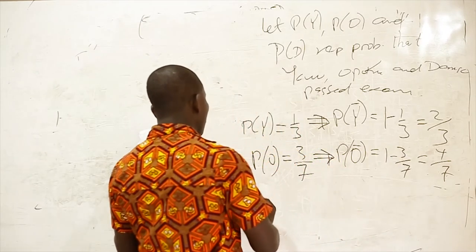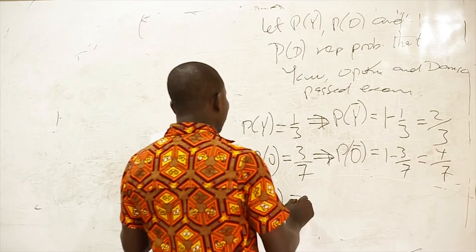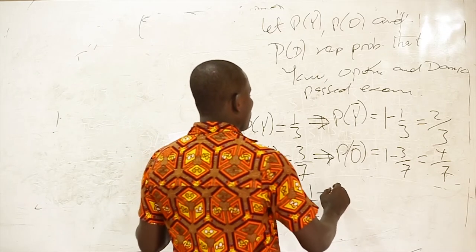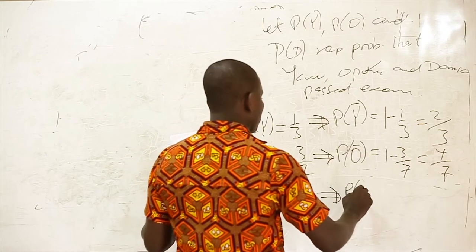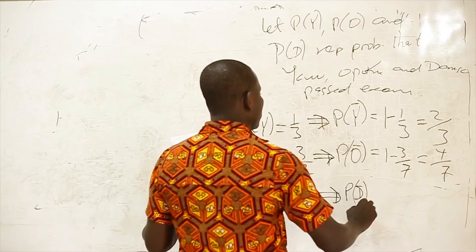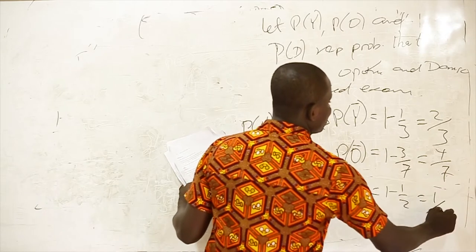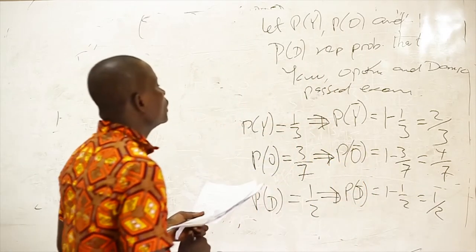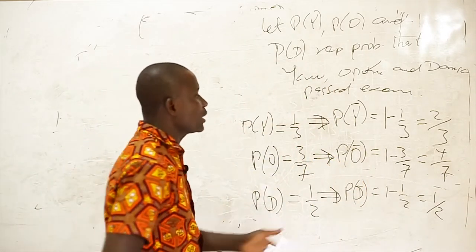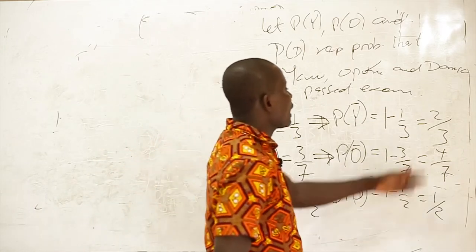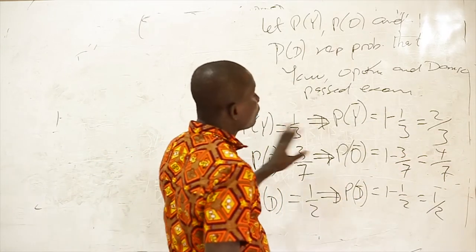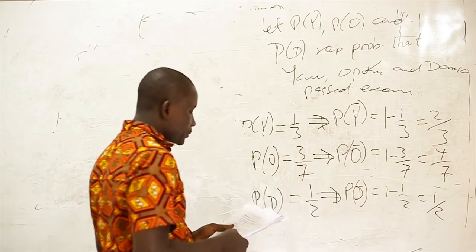Then the last person is PD, the probability that Danso passes, which is 1 over 2. So PD bar is 1 minus 1 over 2, which is also a half. So always note that they will give you this one, but they will not give you this. You have to calculate for this, and if you calculate all of them, they carry marks.